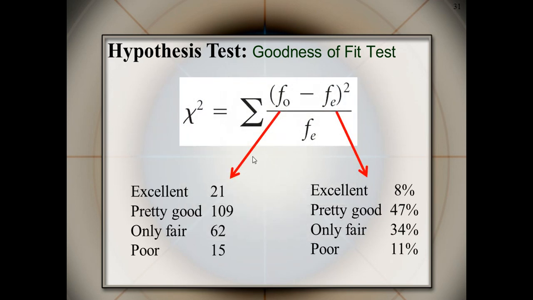The observed frequency is this data, and my expected frequency will come from this. So I have to add these up, which will give me my sample size. That sample size multiplied by 0.08 will give me the expected frequency for the excellent category. Similarly, the sample size multiplied by 0.47 will give me the expected frequency for pretty good. Then the sample size multiplied by 0.34 will give me the expected frequency for only fair, and the rest is poor. So with this I'll have both FO and FE.